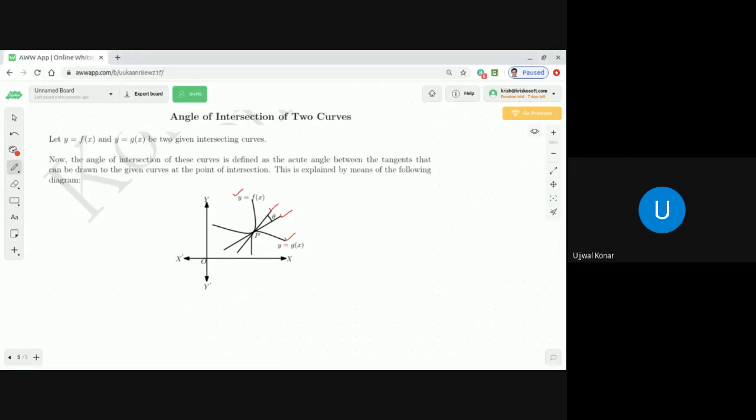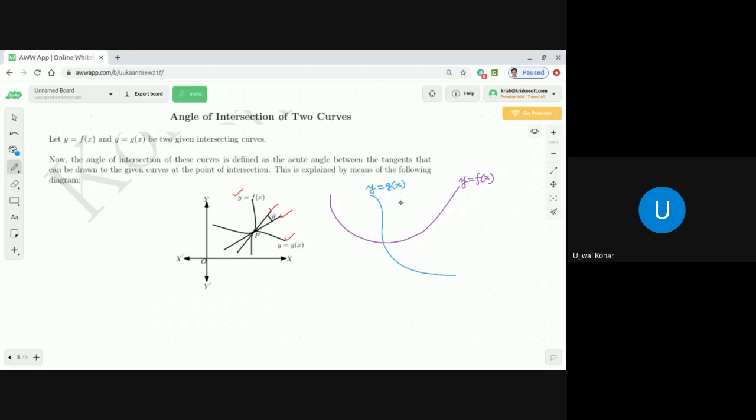So again, I can explain by means of this: suppose I have a curve something like this. This is a curve y = f(x), suppose. And another curve I have, let me draw it in green color, is something like this. Suppose this curve is y = g(x).